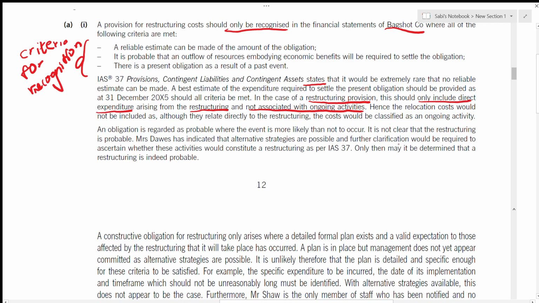Hence, the relocation cost would not be included, as although it relates directly to restructuring, the cost would be classified as an ongoing activity. So relocation is not to be included, ongoing activity. Why is relocation cost not included? Now you can say because it is an ongoing activity. But before you say that, you need to mention this. Let me put a star here. This sentence needs to be there. This sentence comes from IAS 37. All these sentences are picked directly from your textbook, as they are, right?